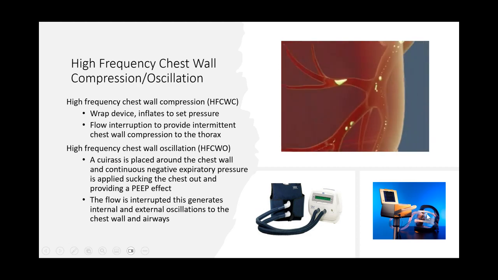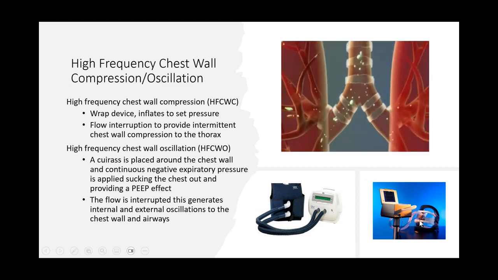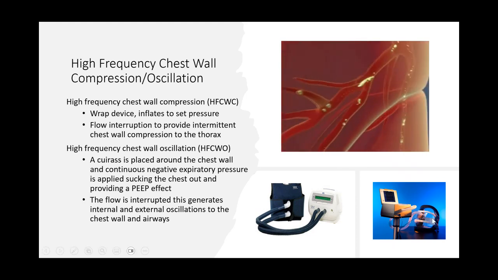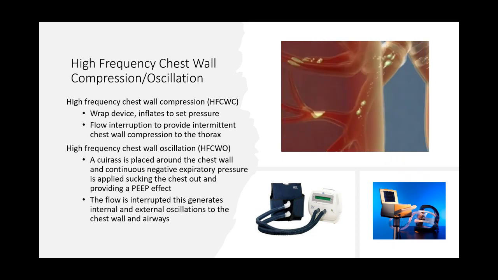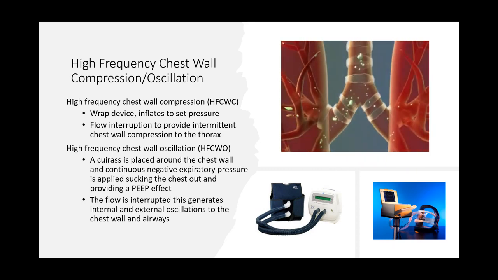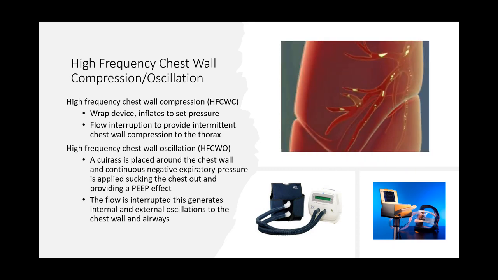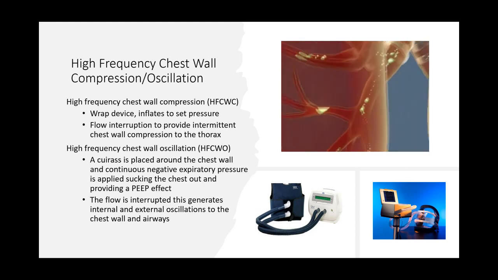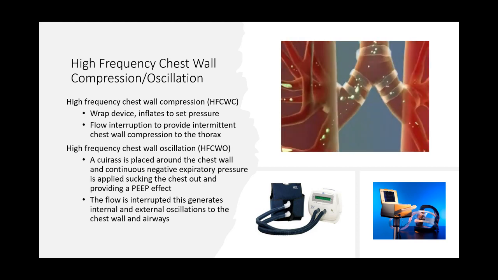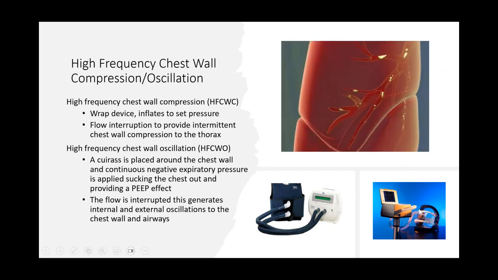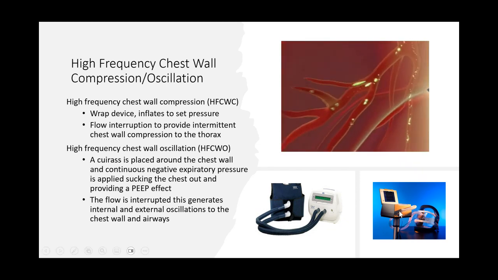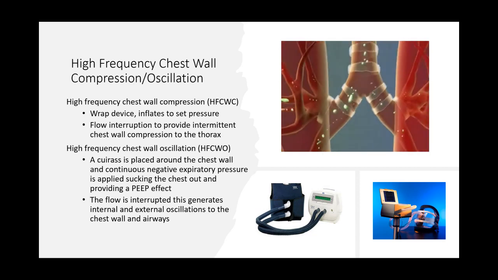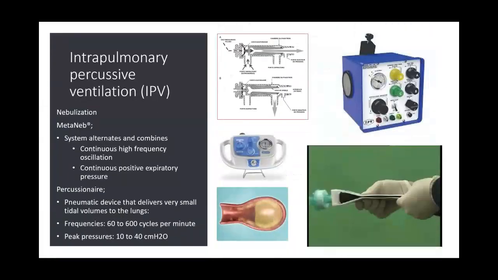This then sucks out with continuous negative pressure and will provide positive expiratory pressure within the lungs because it's sucked out. And that gives us the PEEP effect. There are then oscillations on top, which is a flow interruption that causes vibration within the chest. And these can also be stronger, mimicking a cough, should that be required for individuals.